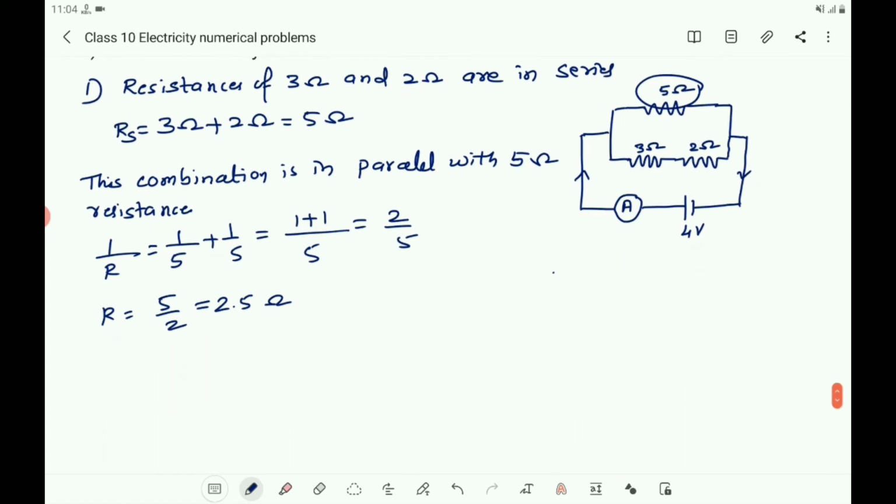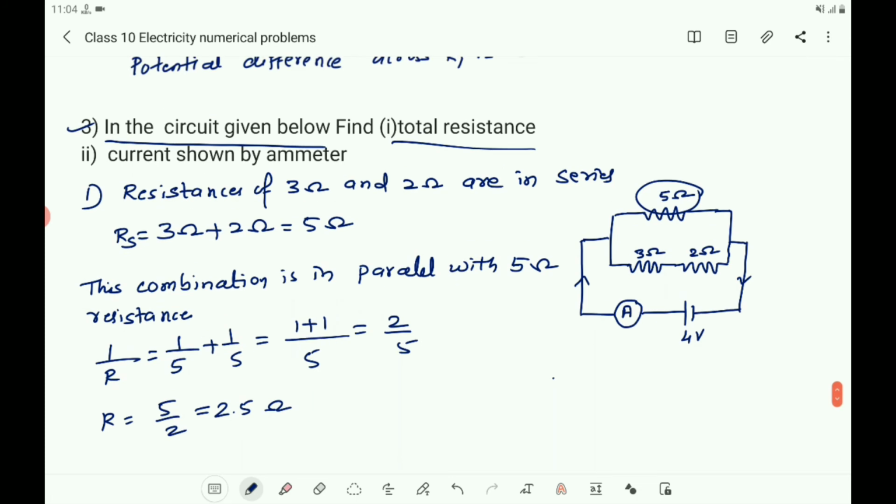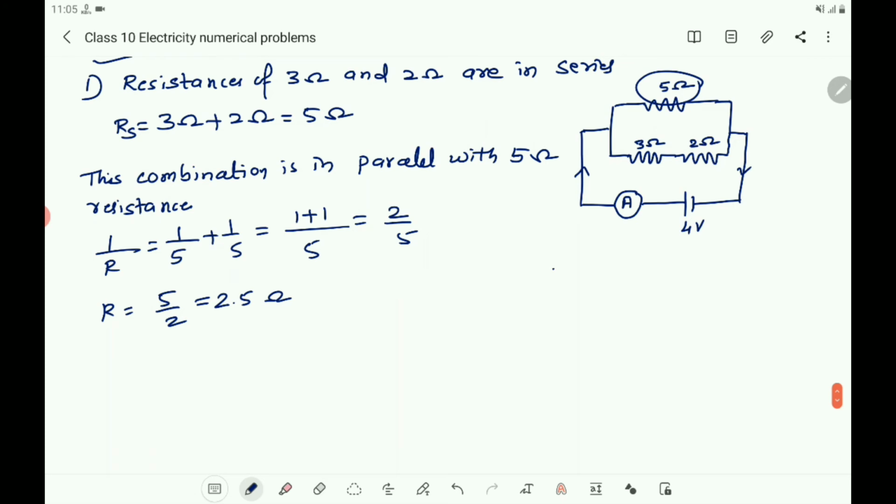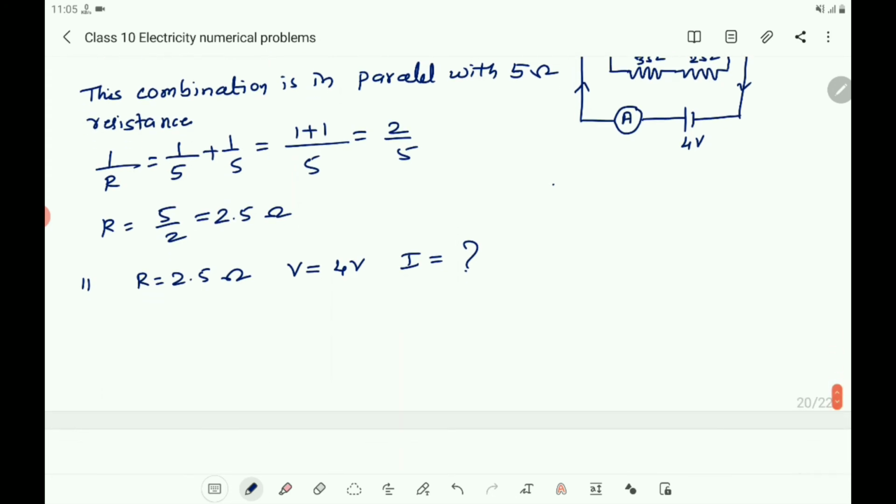Answer for the first question. Then what you have to find out? Next we have to find the current shown by the ammeter. The potential difference is 4 volts and the resistance is 2.5 ohms, and use the relation among V, I and R. So for the second one, what is given here: R equals 2.5 ohms and potential difference V equals 4 volt, and we have to find out I, that is the current shown by the ammeter, and the relation you write is I equals V by R.